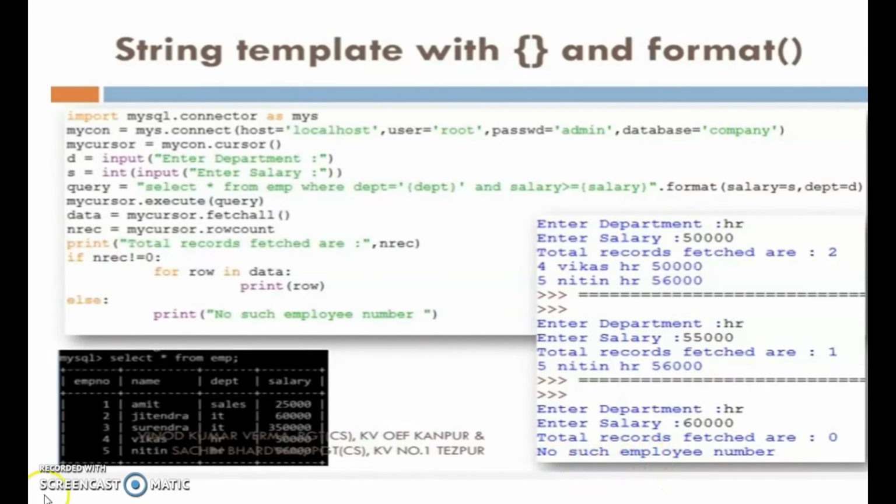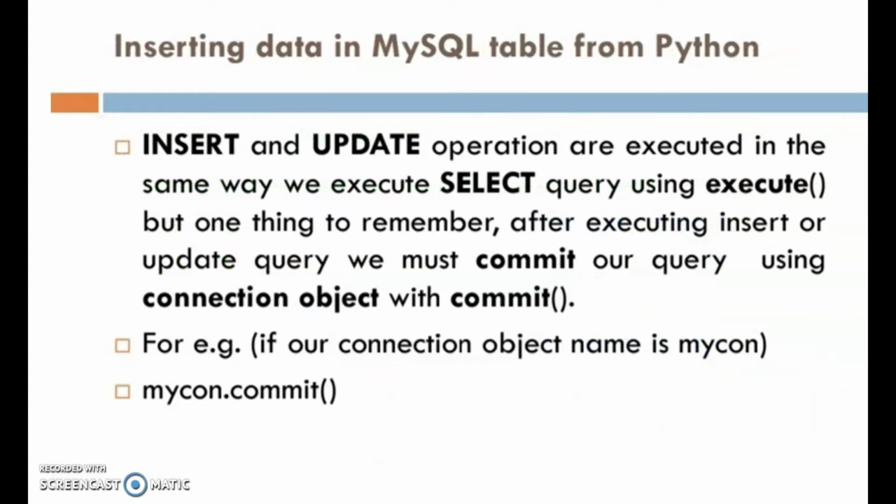Okay, children. Then our next topic is how to insert data in a MySQL table from Python. So the insert and update operations are executed in the same way we execute a select query, using execute. But one thing to remember, after executing an insert or update query, we must commit our query using the connection object with the command commit. For example, if our connection object name is mycon, then you can write mycon.commit. So this is the instruction to commit.